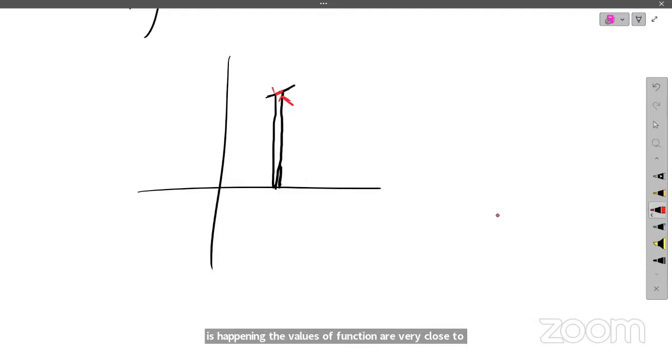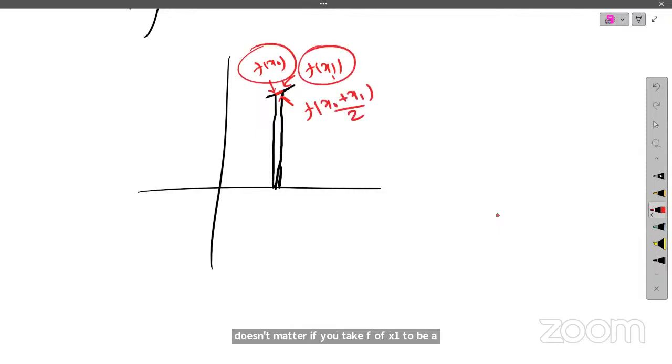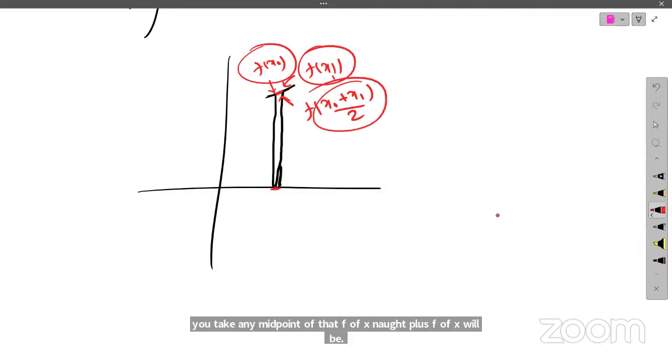The values of the function are very close to each other, right? So that means it doesn't matter: you can take f of x0 to be your height. It doesn't matter if you take f of x1 to be your height, or any midpoint, like f of x0 plus f of x1 by 2, because all these quantities are very close to each other. So that's one reason.